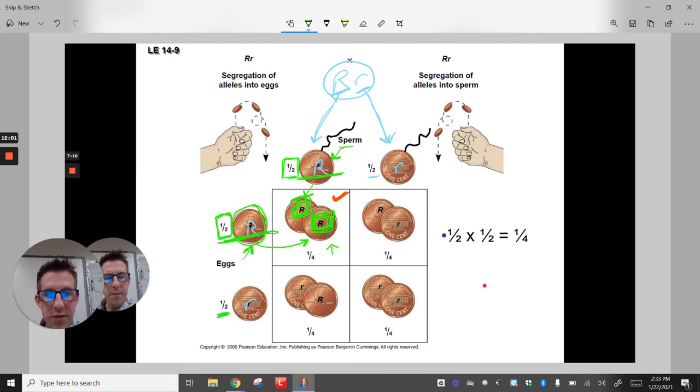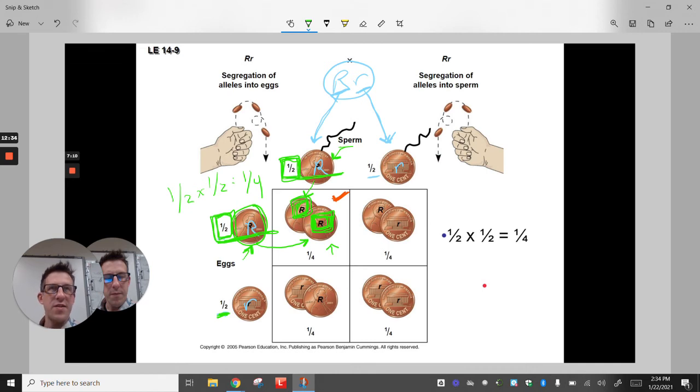Okay? So we say, all right, 1/2 is the individual probability that dad is going to give his big R. 1/2 is the individual probability that mom is going to give her big R. So we have 1/2 times 1/2 equals 1/4. Okay? And so I know that I use that one just because it was in the upper left-hand corner, and that's how I read this stuff. But the same thing applies to the actual question that's been asked.